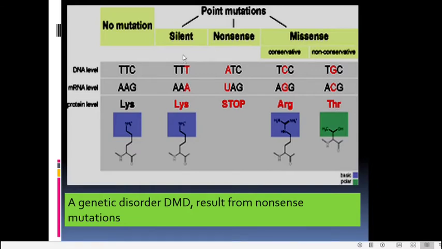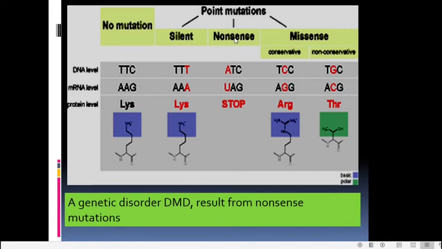So even if there is a mutation, the amino acid produced is the same. Such a mutation is called a silent mutation, because there is no phenotypic change, because the protein produced is the same. So a mutation that occurs without any phenotypic change is called a silent mutation. It doesn't cause any effect.